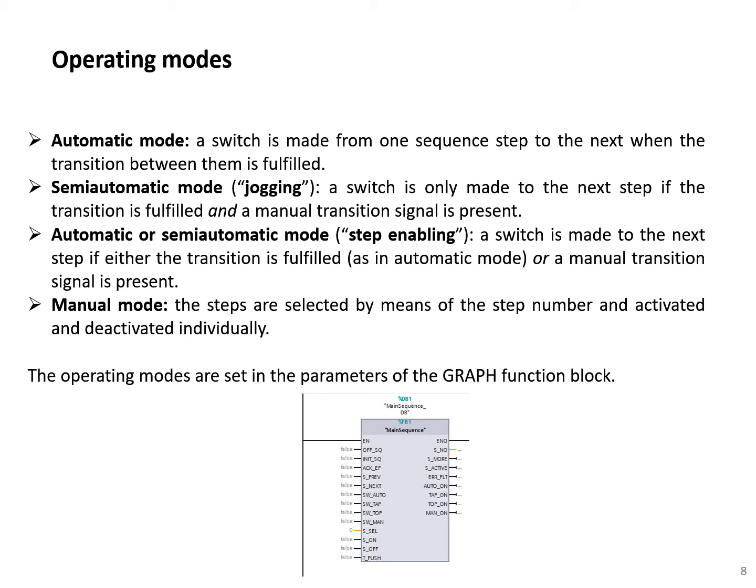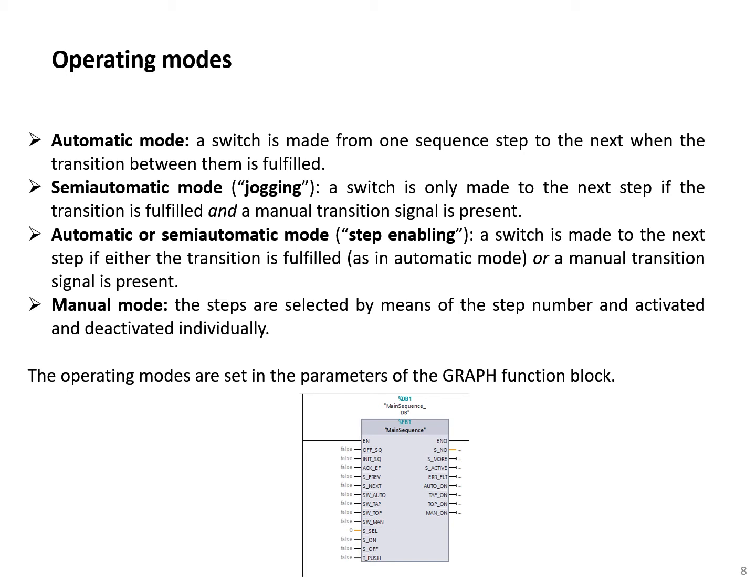Semi-automatic mode or jogging: a switch is only made to the next step if the transition is fulfilled and the manual transmission signal is present. Automatic or semi-automatic mode, step enabling: a switch is made to the next step if either the transition is fulfilled or a manual transition is present. And manual mode: the steps are selected by means of the step number and activated and deactivated individually.